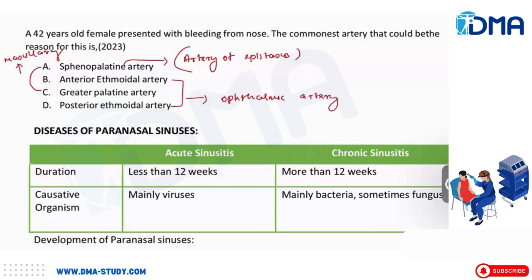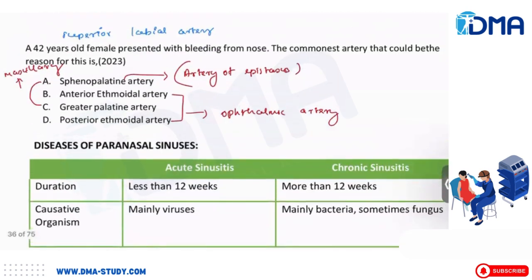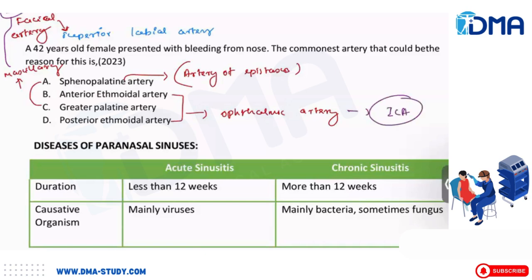Apart from these arteries, we have another artery by name superior labial artery. The superior labial artery is a branch of the facial artery. This facial artery and maxillary artery are actually coming from the external carotid artery, ECA. This ophthalmic is coming from the internal carotid artery. Any of these can be asked in MCQ.